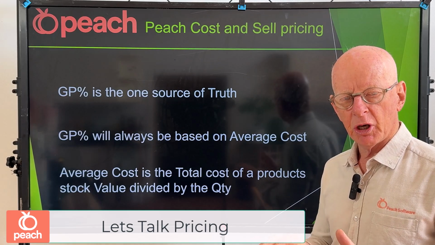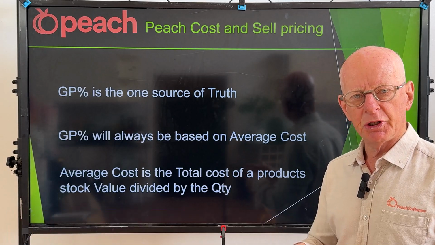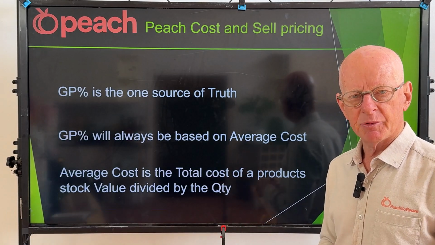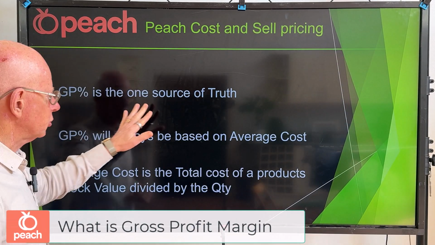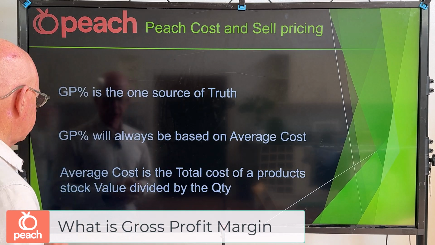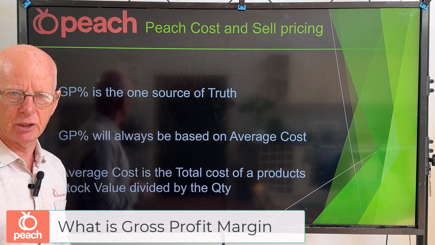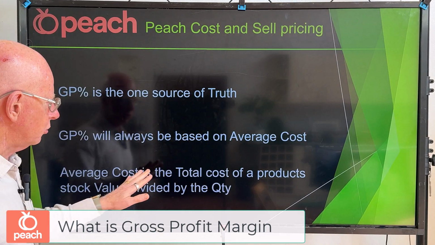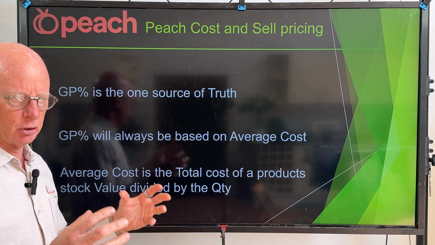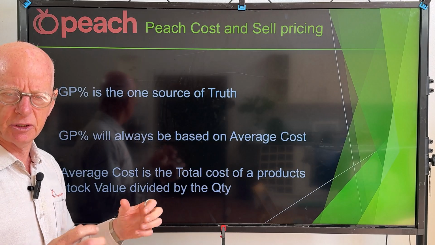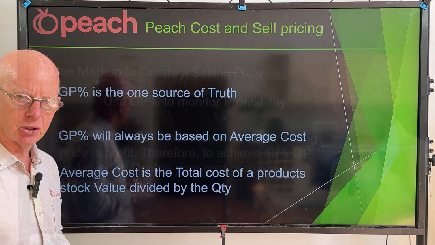Before we get going and looking at the screens in Peach, I just want to go through the difference between gross profit margins and markups and how that's created. Gross profit margin is the source of truth from an accounting perspective. GP, or gross profit margin, will always be based on the average cost. The average cost is always calculated by adding up the total cost of a part number in stock and then dividing it by the quantity.